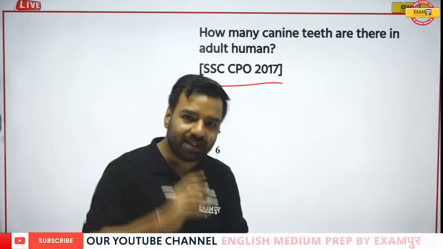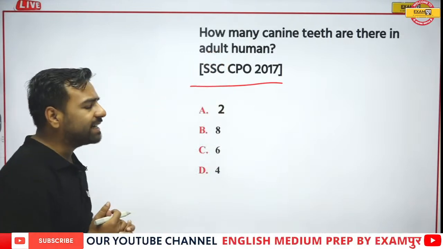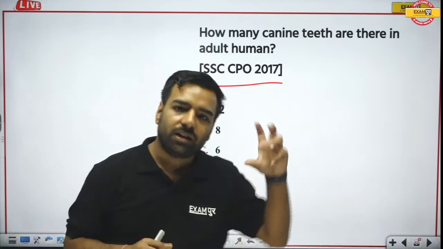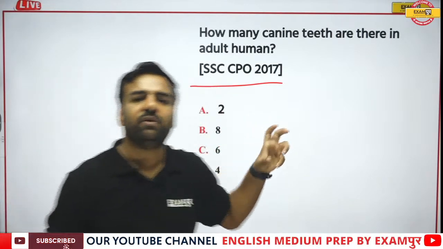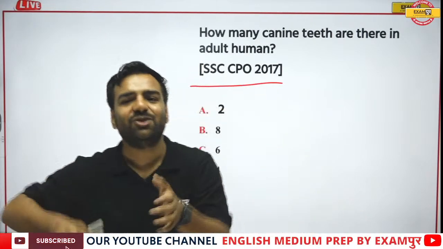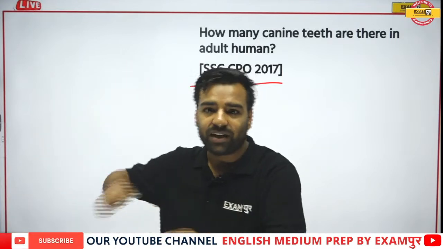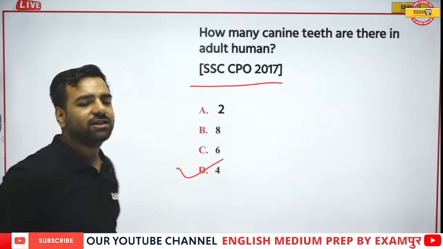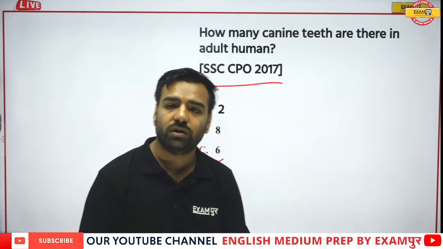Now, let me tell you, these canines are actually used for tearing. Whatever we eat, for tearing. For the non-vegetarians, we can take the example of any meat. For the vegetarians, you can take the example of sugar cane. Fine, tearing. So for tearing, the correct answer is going to be what? The correct answer would be 4.